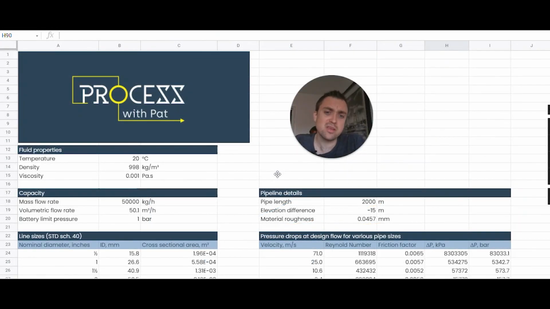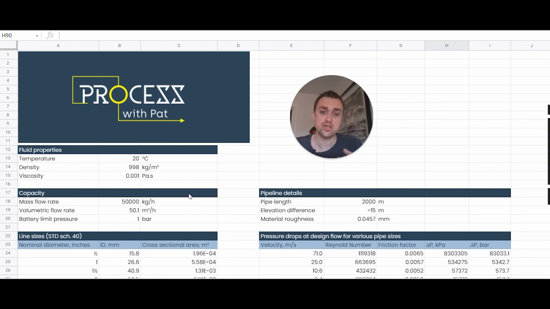An important thing to mention here is that I've said this is for liquid line sizing. The reason for that is throughout all of these calculations, I've assumed that my fluid properties are not changing. So my viscosity, my density, my temperature, all of these numbers up here, they have been constant throughout all the cells.